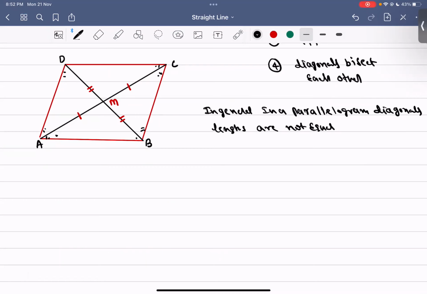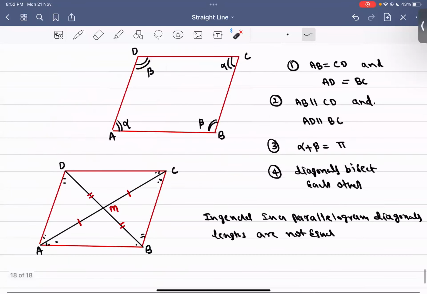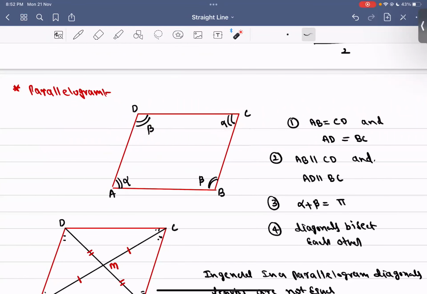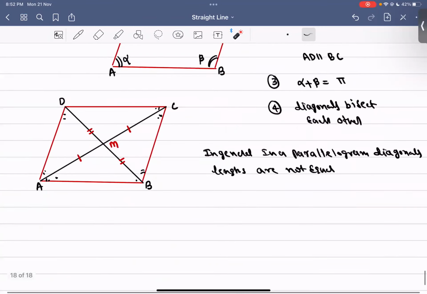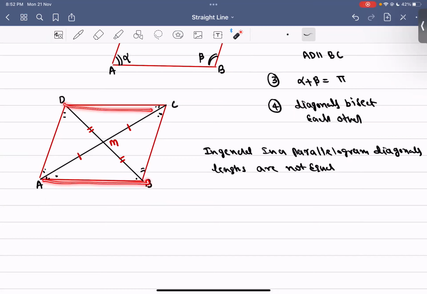If one quadrilateral is given, that is, the vertices of the quadrilateral are given, then how can we prove the given quadrilateral is a parallelogram? First one: alpha plus beta is pi, that is, adjacent angles are supplementary, and gamma plus delta is equal to pi. Second thing: AB is equal to CD and AD is equal to BC, that is, opposite pairs of lengths are equal.